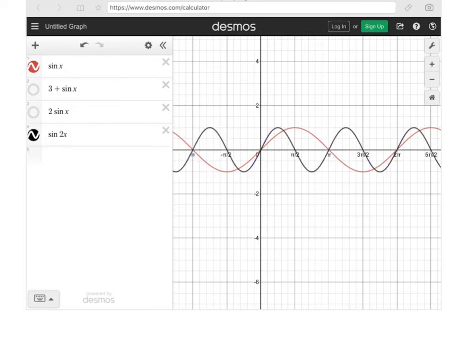The next thing we're going to look at is the period. Remember, the period is how long will it take for it to repeat itself. In this case, the period for the new graph, well, let's figure it out.